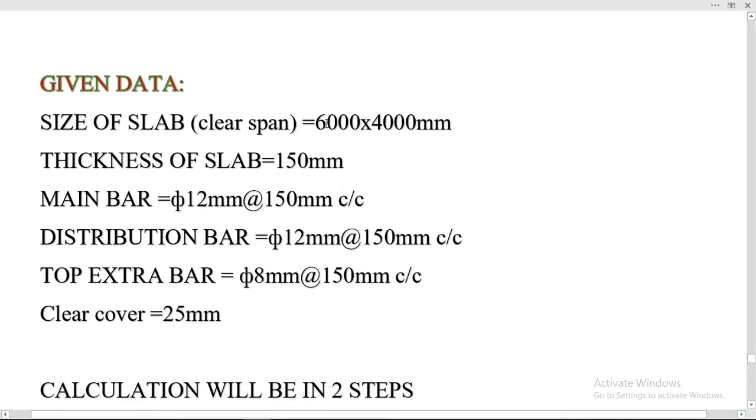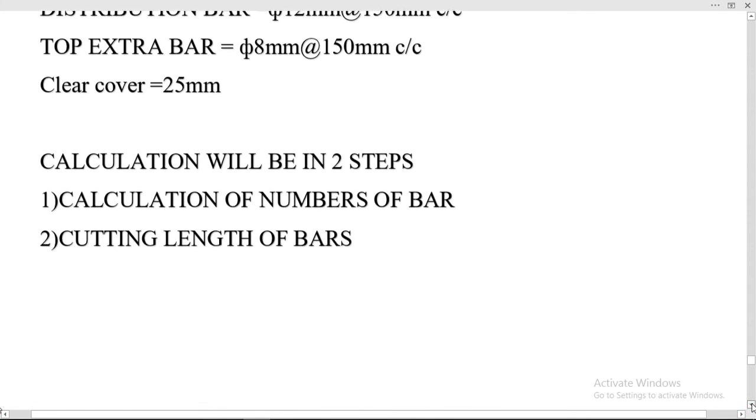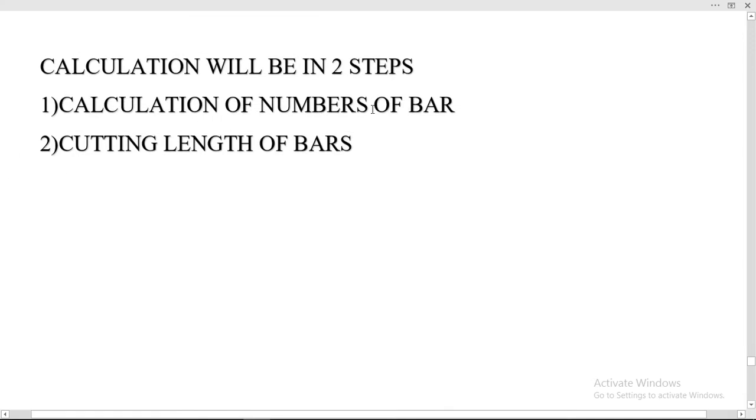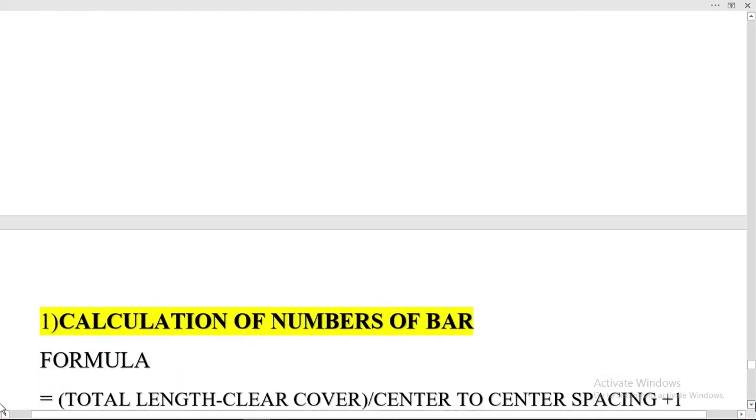So size of the slab 6000 by 4000 millimeter, thickness of slab 150 millimeter, main bar dia 12 millimeter, 150 millimeter center to center spacing, distribution bar 12 millimeter dia and 150 millimeter center to center spacing, top extra bar having dia 8 millimeter and 150 millimeter center to center spacing, clear cover from all sides is 25 millimeter. Calculation will be in two steps: calculation of number of bars and cutting length of bars, and finally we will calculate their weights in kg.